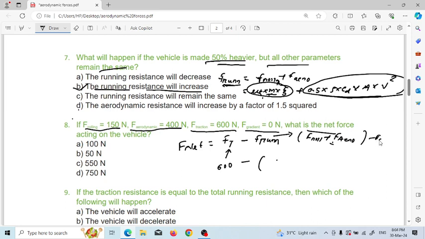Also F gradient is given. So F rolling is 150 plus aerodynamics resistance is 400 and gradient is 0. So after calculating, 600 minus 550 minus 0, F net will be 50 Newton. So option B will be the correct answer for question number 8.